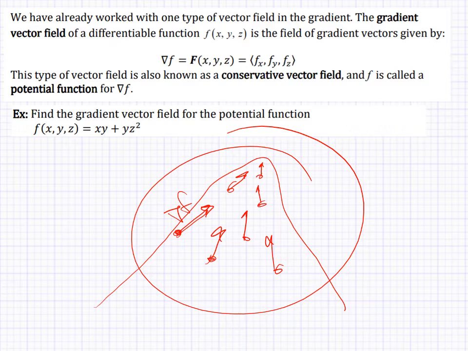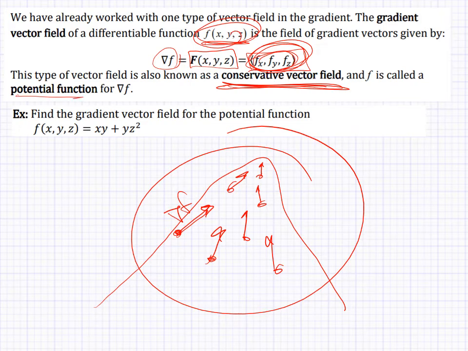Another name for a gradient vector field is a conservative vector field. The idea here is, if we look at the gradient of some function f, and we look at the vector field based off of all those gradients, which would be just the partial derivatives with respect to x, y, and z as the components, this would make up the field. So we would call that a conservative vector field. The function that we took the derivative of to get these components, this function f, we're going to call the potential function of that gradient vector field, of the conservative vector field.